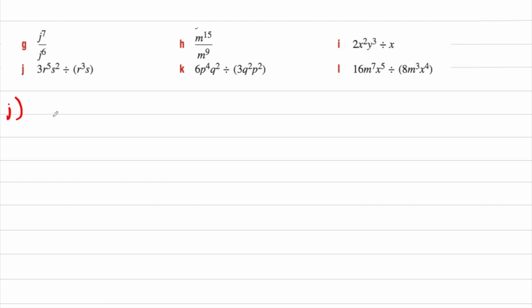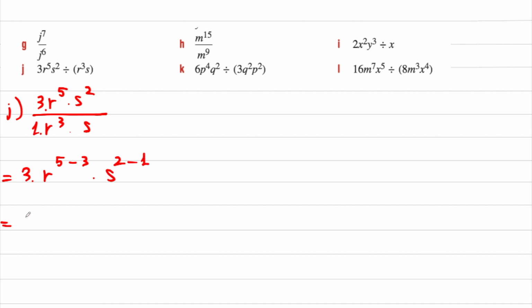Question J, I want to convert this a little bit. Question J here, you can write out r^5 multiply s squared over r cubed multiply s. And about the constant number, you got 3 divided by 1. This means 3. About r, you got 5 minus 3. About s, you got 2 minus 1. And the result will be r squared and then s to the power of 1.